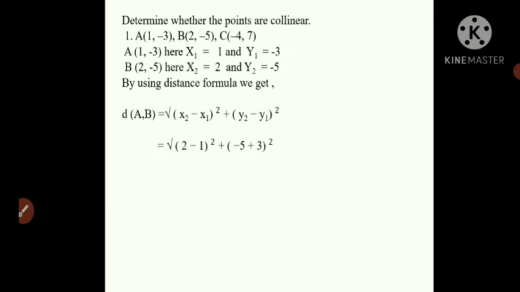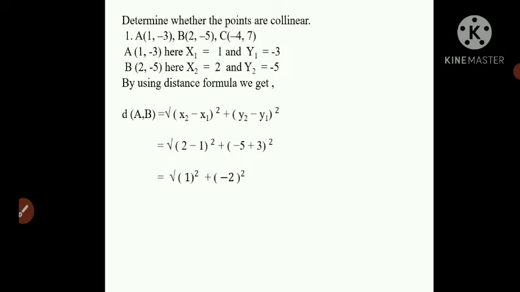So by using the distance formula, first we'll find out the distance of AB. The formula is under root x2 minus x1 the whole square plus y2 minus y1 the whole square. So x2 is 2, 2 minus x1 is 1, 2 minus 1 the whole square plus, again y2 is given minus 5. Now in the formula we have minus sign and y1 also is minus 3, so minus of minus becomes plus. So plus 3 the whole square. Now when I simplify, 2 minus 1 will be 1 square plus minus 5 plus 3 is minus 2, so minus 2 the whole square.